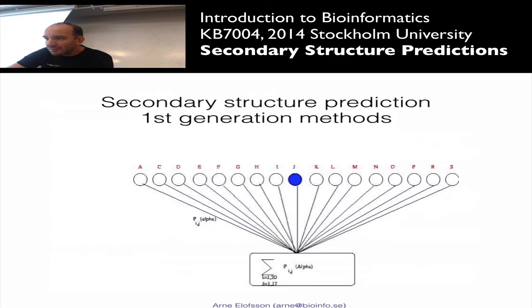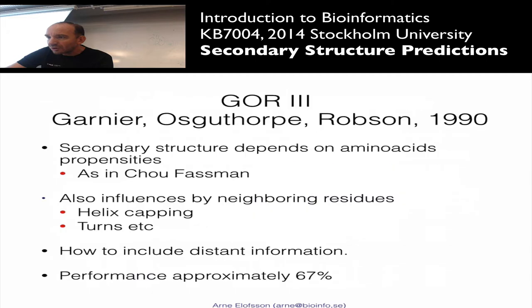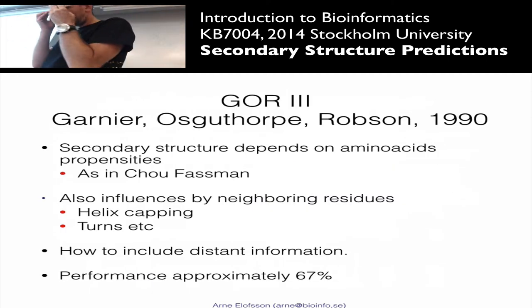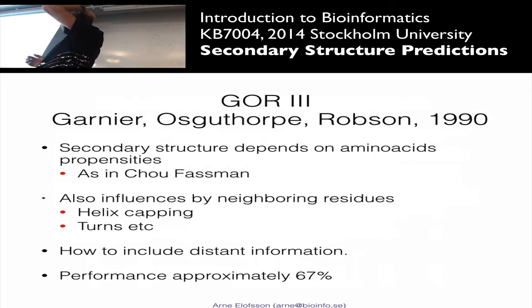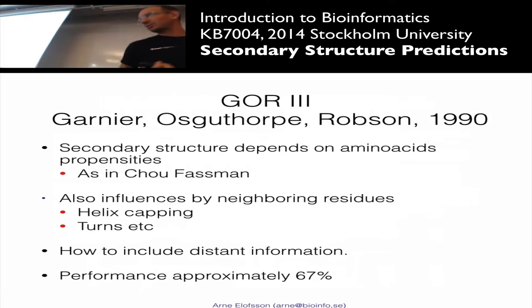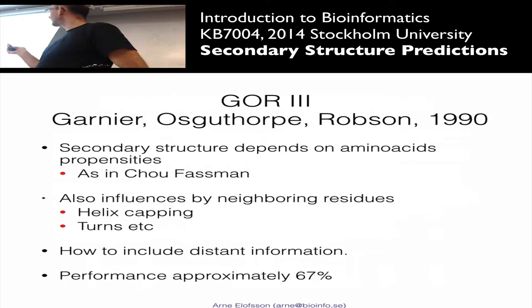So basically, the people that took this into context first were some of the people that actually worked on GOR, so that's Garnier, Osguthorpe, Robson. That's version 3, but then versions 1 and 2 came before. There was a method that kind of superseded earlier methods by significantly doing better. I mean, there were a number of methods developed, but this one is quite nice to understand because it takes a similar approach to basically all later methods. There were other methods developed also, completely physics-based, that were basically equally good, but this is kind of easy to understand.